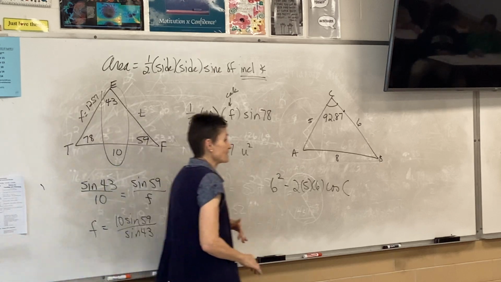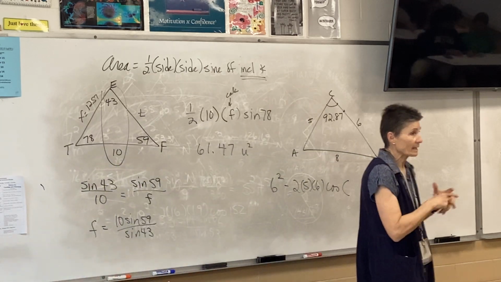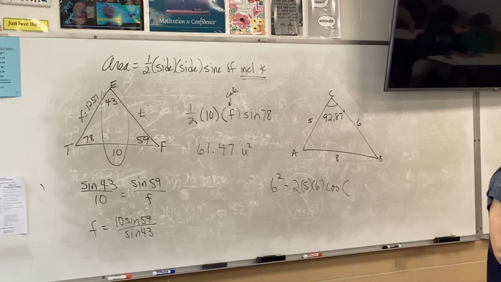So the moral of that story is, we have a couple of different ways of finding area. They're both very easy. Heron's formula, 1/2 side, side, side. If we don't have what we need, then we can use the law of sines or cosines to get the pieces we are missing.